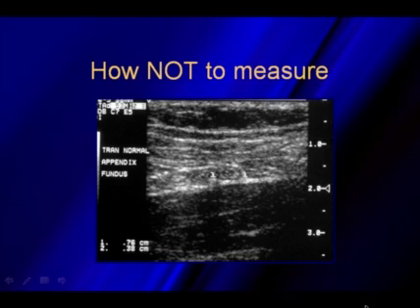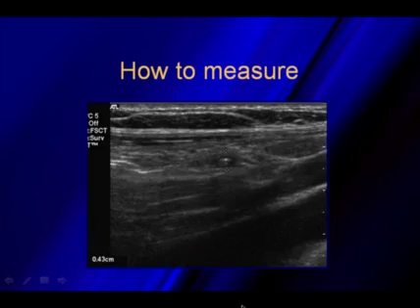This is looking at how not to measure. If somebody was just looking at the measurements, you see that we have a measurement here of almost 8 millimeters. And that's because the first caliper was measured across the width of the appendix. We only want to measure an anterior to posterior diameter. And you can see that this normal appendix only measures about 4 millimeters.